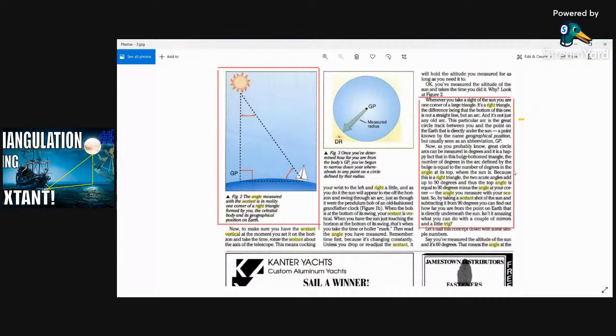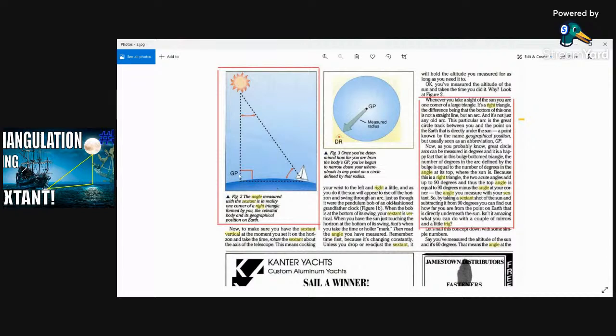Keep that in mind. Because this is a right triangle, the 2 acute angles add up to 90 degrees. And thus, the top angle is equal to 90 degrees minus the angle at your corner, so the angle that you measure with the sextant. So by taking the sextant shot of the sun and subtracting 90 degrees, you can find out how far you are from the point on Earth that is directly underneath the sun.